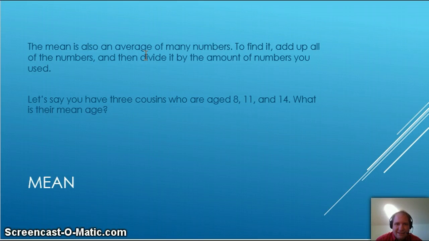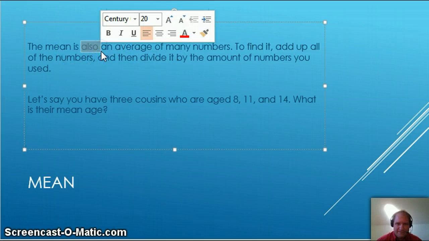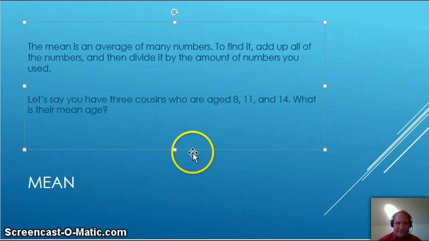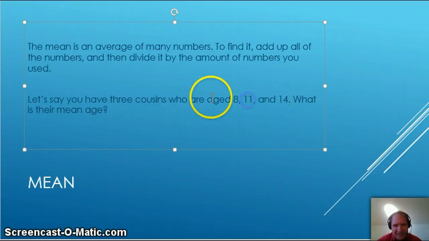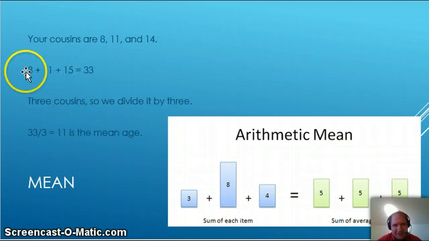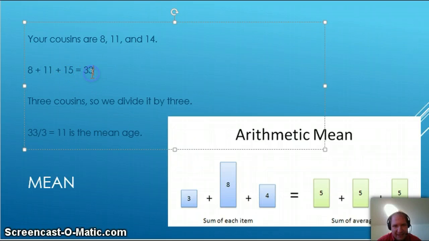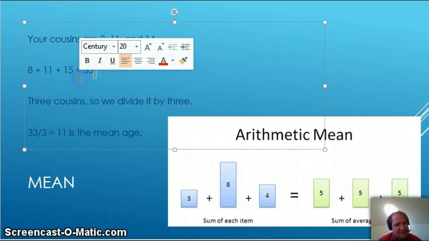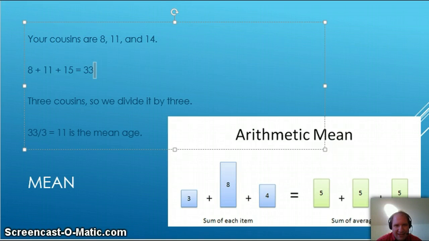So the mean is an average of many numbers. To find it, what you have to do is take all the numbers together, add them up, and divide them. So let's say you have three cousins. They're ages 8, 11, 14. What's their mean? Okay, what's 8 plus 11 plus 14? 33. It's a big number, right? We have three cousins. Their total years are 33. We divide 33 by 3. 11 is the mean age.